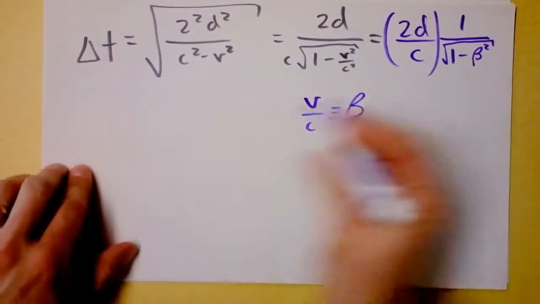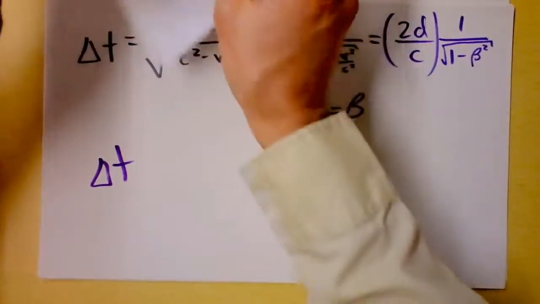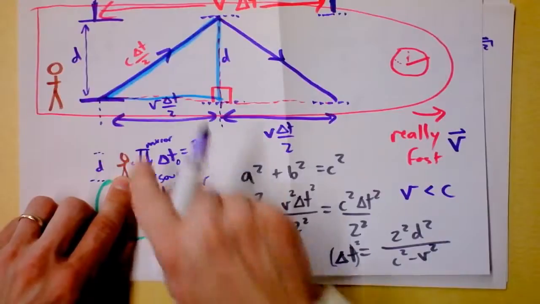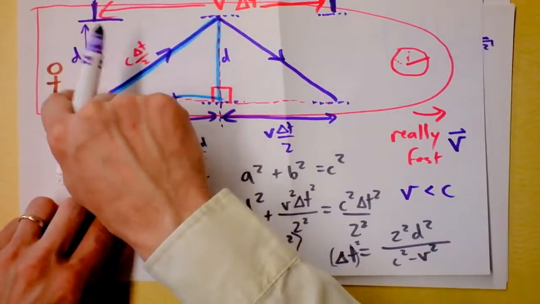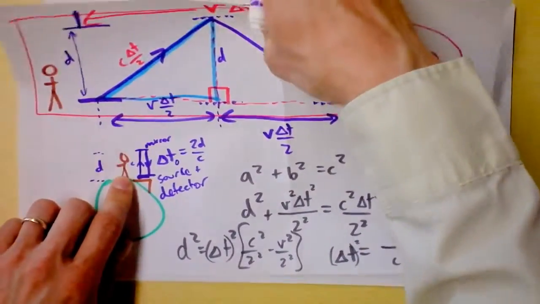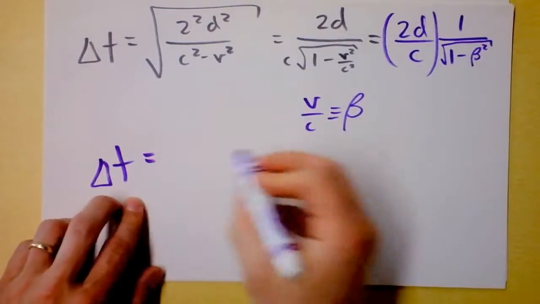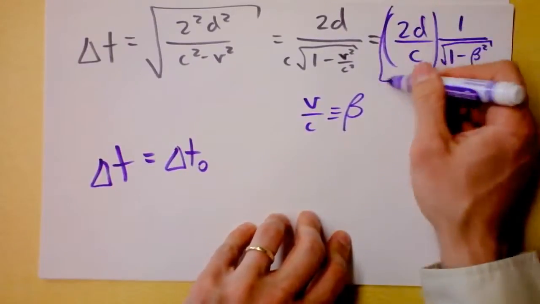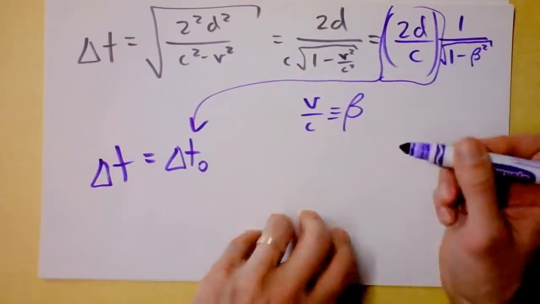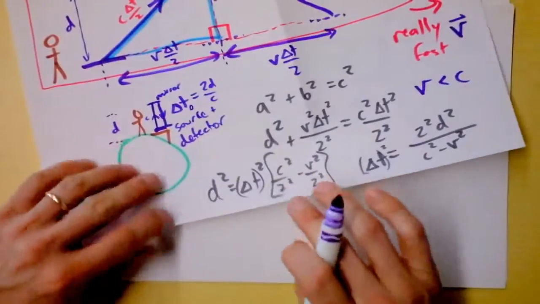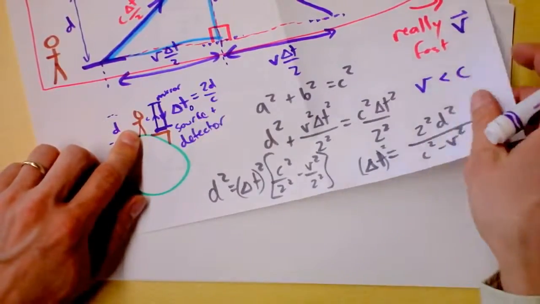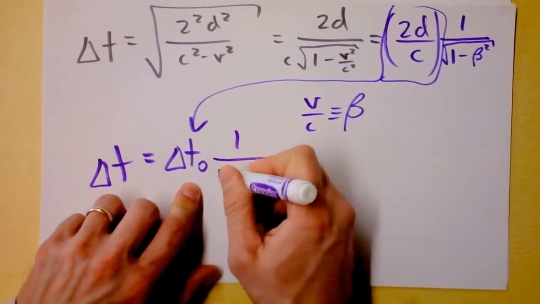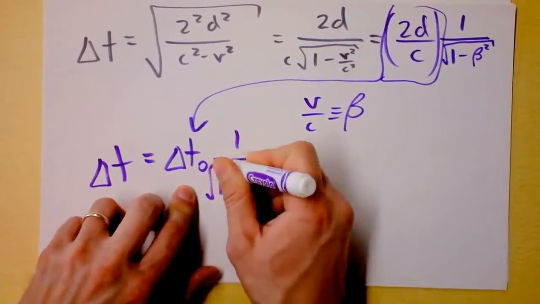He thinks his clock is running slow, and he's correct. Because we find that this delta t is the time that my stationary observer says it takes this clock to make a tick. Let's see what it looks like. Delta t is going to be delta t naught. That's the time that this observer says is an actual tick. And then he says it's that stuff times 1 over the square root of 1 minus beta squared.